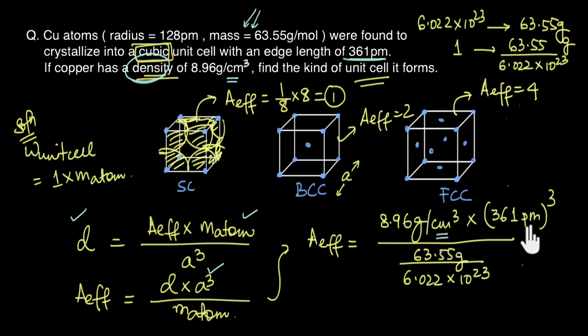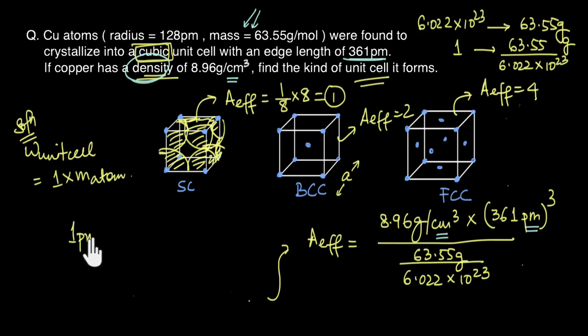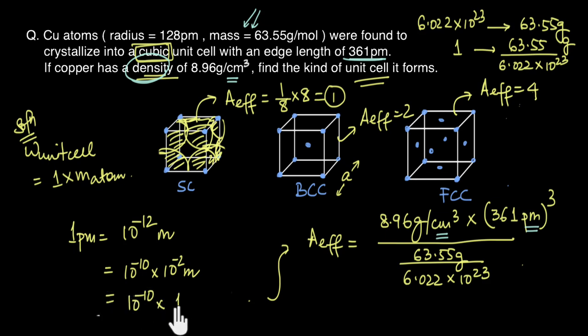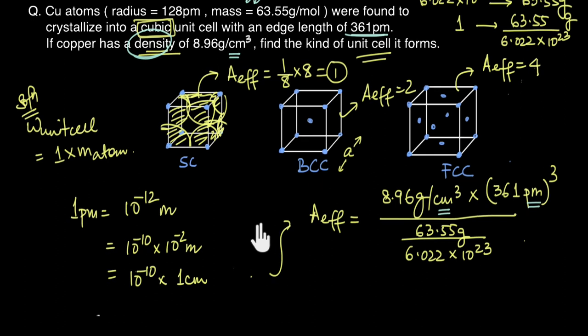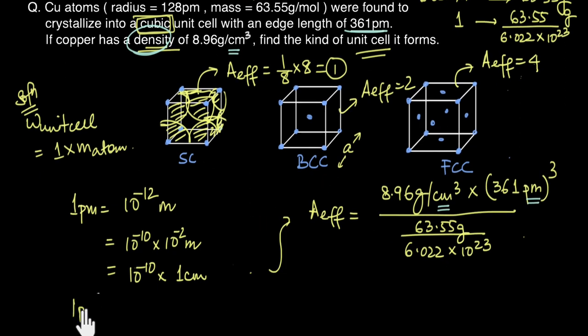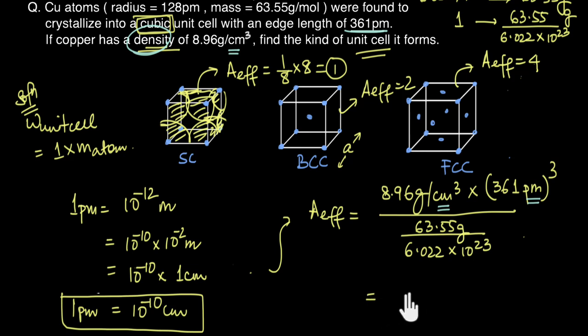Now, if you look at this, we'll realize that out here, the density is measured as gram per centimeter cube, but the edge length is given in terms of picometers. So let me convert these picometers in terms of centimeters. So we know that 1 picometer is equal to 10 to the power minus 12 meters. And this can be written as 10 to the power minus 10 into 10 to the power minus 2 meters. And 10 to the power minus 2 meters is equal to 1 centimeter. So 1 picometer is equal to 10 to the power minus 10 centimeter, right?